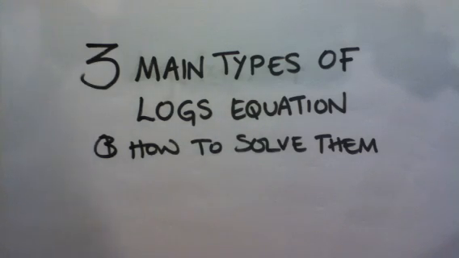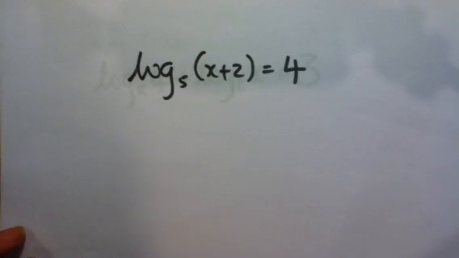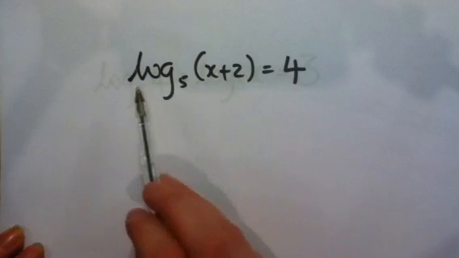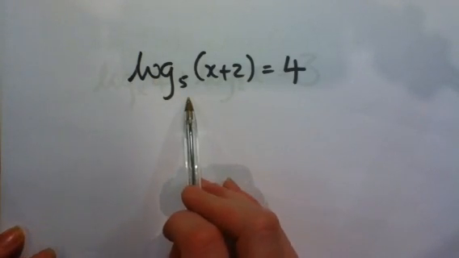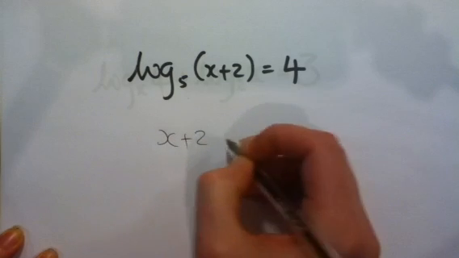So now the three main types of log equations and how to solve them, different techniques. The most basic one is this one here, where the x, or something to do with x, has had log to base 5 done to it. And we want to release it from that situation so that we just have the x add 2 back.